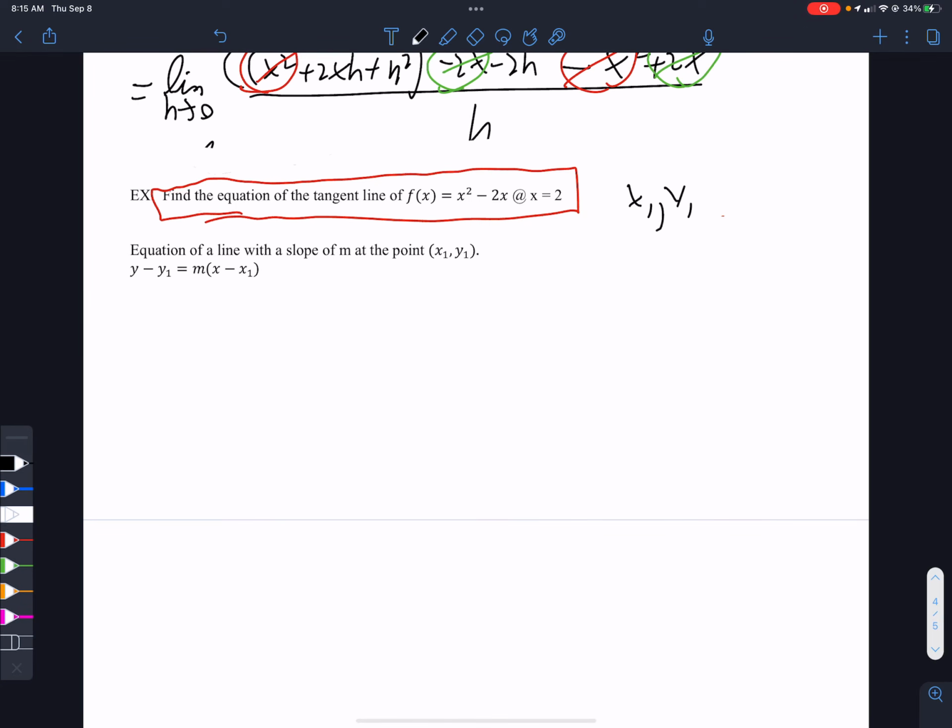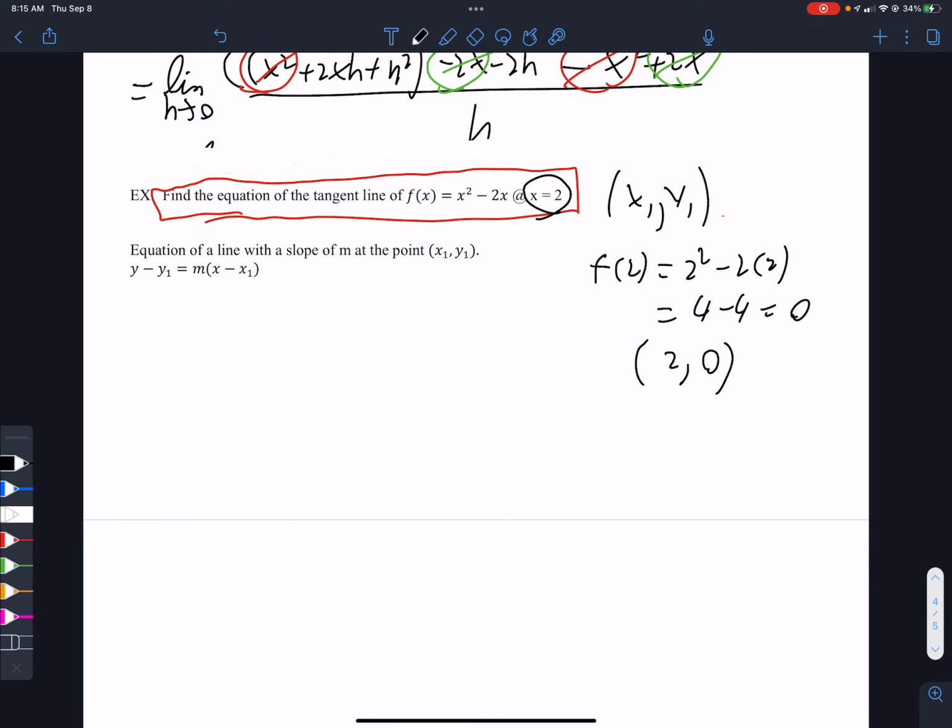What is x1, y1? What's the point that this line's going through? It's the point of tangency. It says that x equals 2. So I need f at 2, which would be 2 squared minus 2 times 2, which is 4 minus 4, which is 0. So my x1, y1 will be 2, 0. So that's the point of tangency. That's my x1, y1. Now I need the slope.